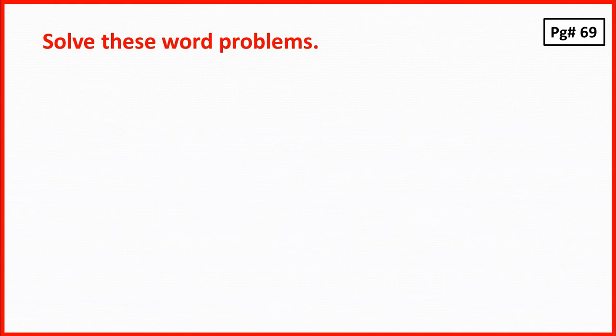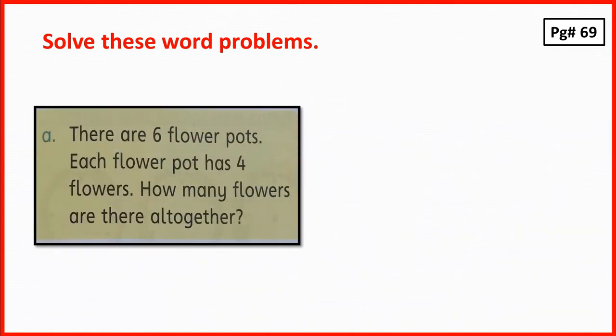Now I'm going to do page number 69. Question number 2. Solve these word problems. The first one is, there are 6 flower pots. Each flower pot has 4 flowers. So how many flowers are there altogether?